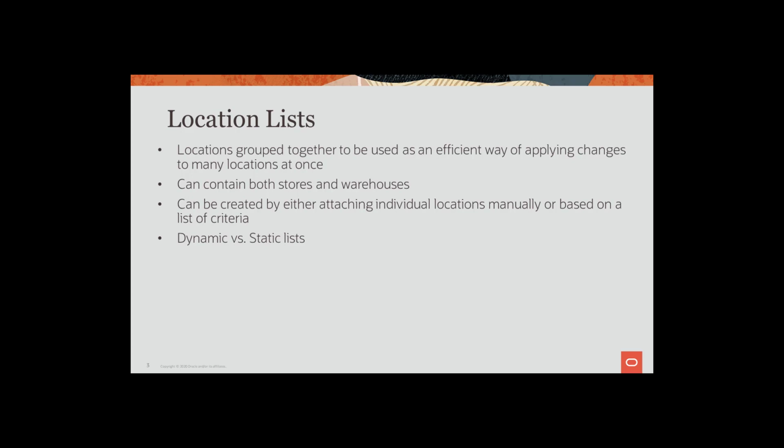Dynamic lists are rebuilt periodically via a batch process or online to incorporate new locations that match the criteria defined for the list. For example, if a new store was created and associated to a particular location trait, rebuilding the list that was created using that trait as a criterion would add that new store. Static lists would not be updated based on new locations being created with the location trait.